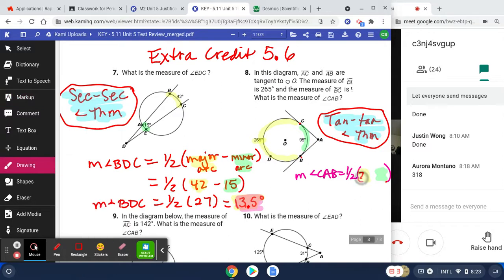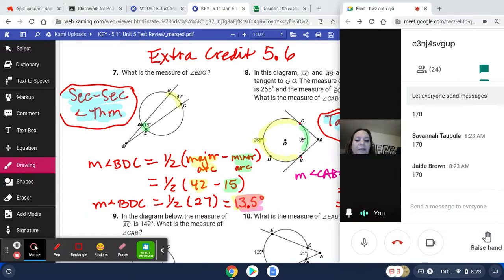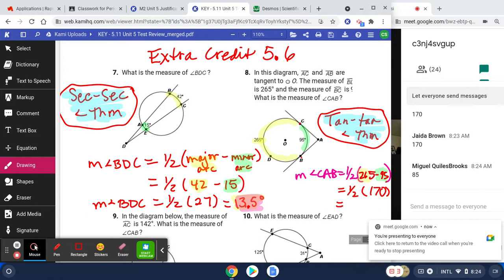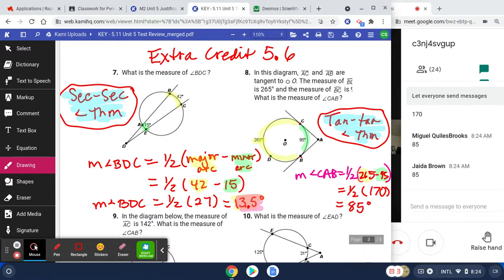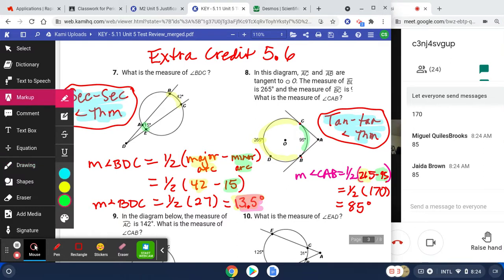Somebody do the 265 minus 95 for us. What is 265 minus 95 going to give us? Thank you, Savannah and Jada. Can you girls now divide that by 2? And Miguel, thank you. Thank you, Miguel. And that is degrees because we're finding the measure of an angle.